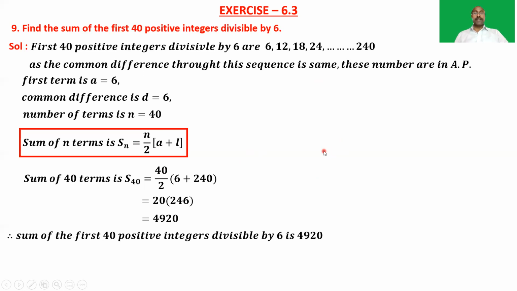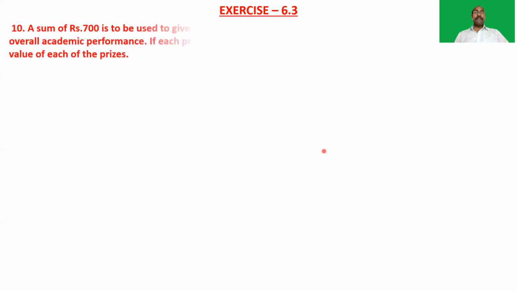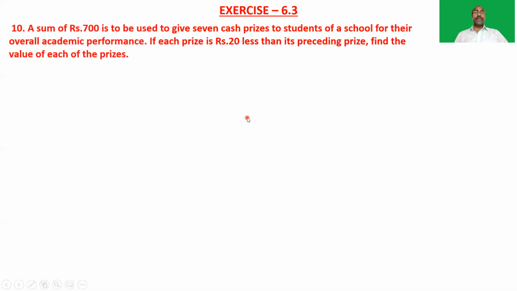Okay, so let's take 10th one. A sum of 700 rupees is to be used to give 7 cash prizes to students of a school for their overall academic performance. If each prize is 20 rupees less than its preceding prize, find the value of each of the prizes. Okay, students. So there are 7 prizes to distribute among the students.